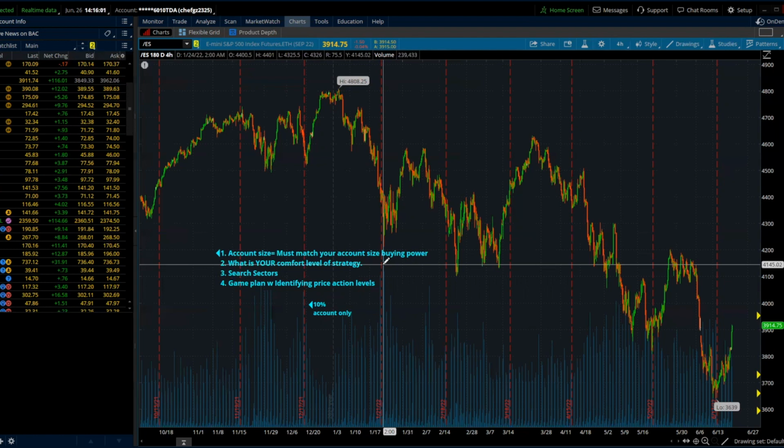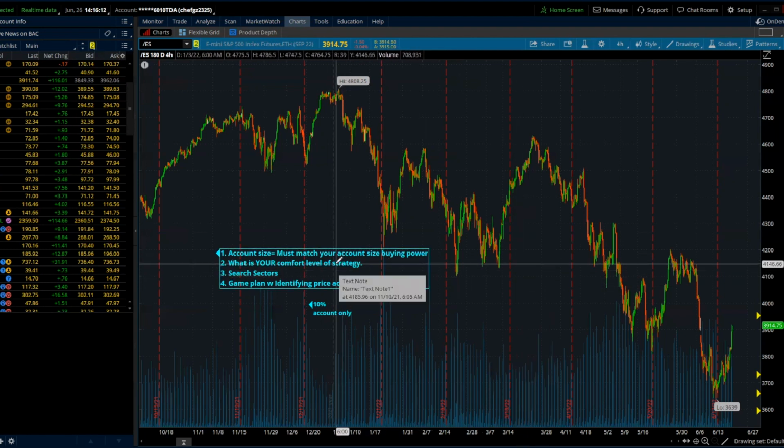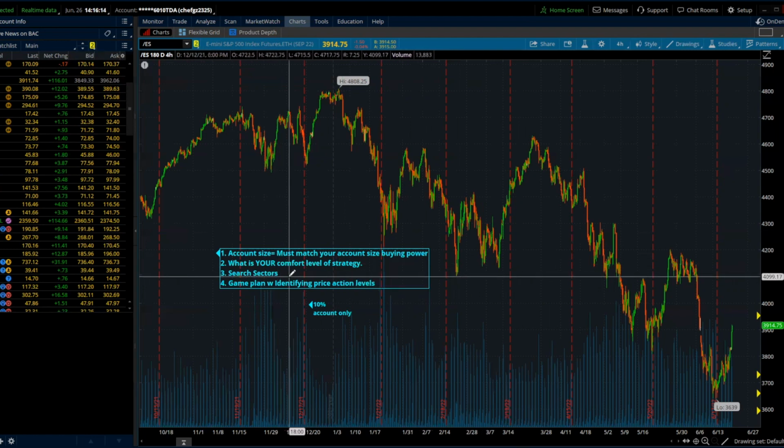Everybody deals with emotions, everybody looks at things in a different aspect, and the perspective and the lifestyle that we hold is different. So the comfort level is going to be different for everyone. Okay, number 3, we're going to have to look for sectors.